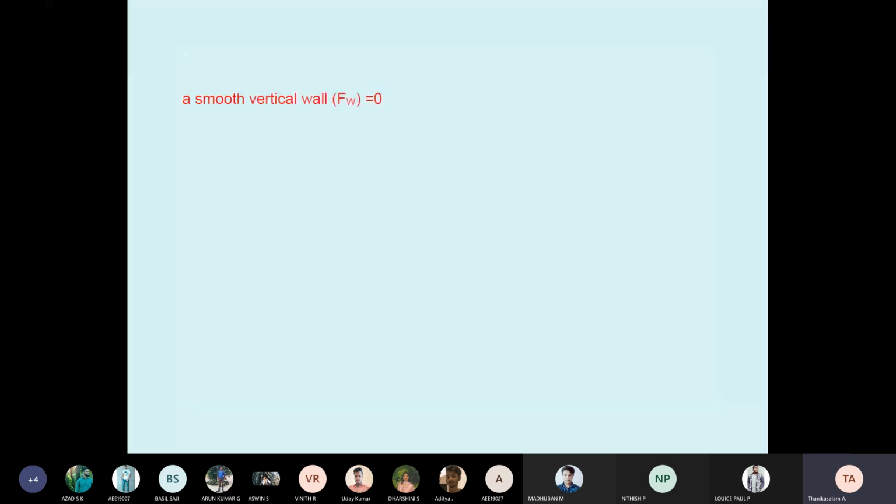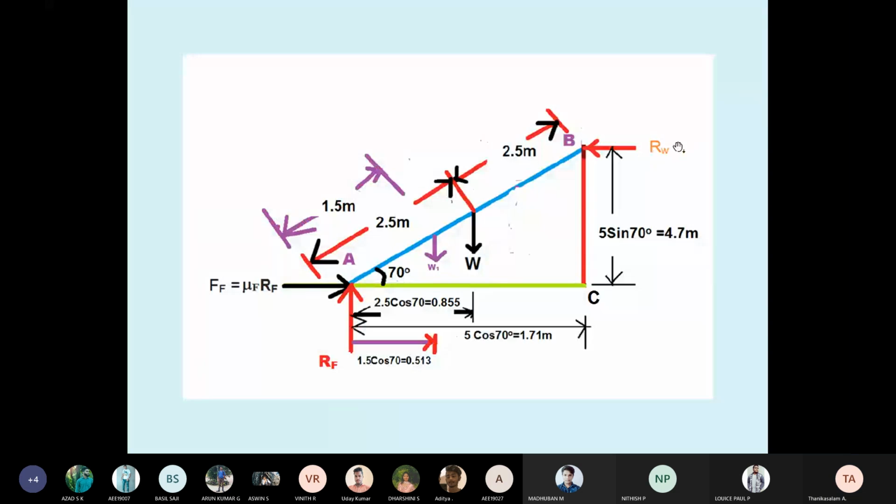See the next diagram. I removed FW. Why did I remove FW? Because of the smooth wall, so only the reaction is here. Now you see the angle 70 degree, length 5 meter. What is the horizontal distance? 5 cos 70. What is the vertical distance? 5 sin 70. The man is standing at 1.5 meter, so the horizontal distance is 1.5 cos 70. Where is the weight acting? 2.5 meter. This is a concept: they did not mention anything, but we have to take the weight acting at the middle of the ladder, that is 2.5. The horizontal distance is 2.5 cos 70.